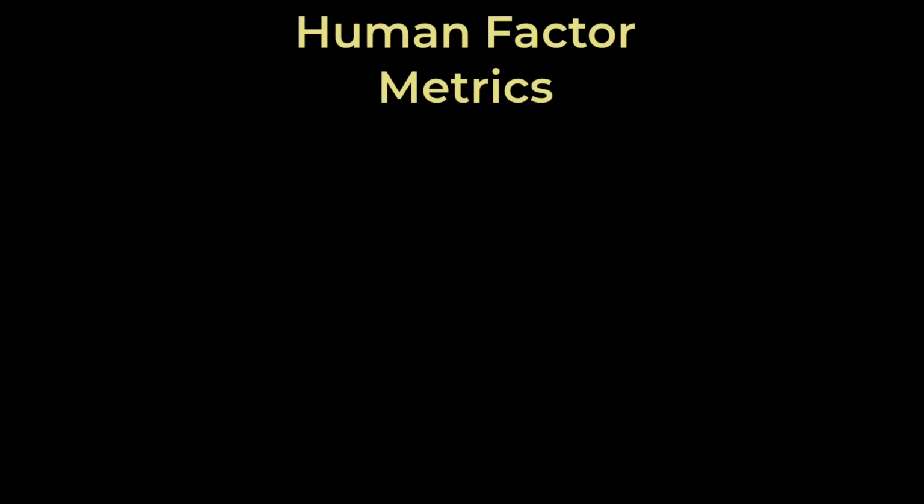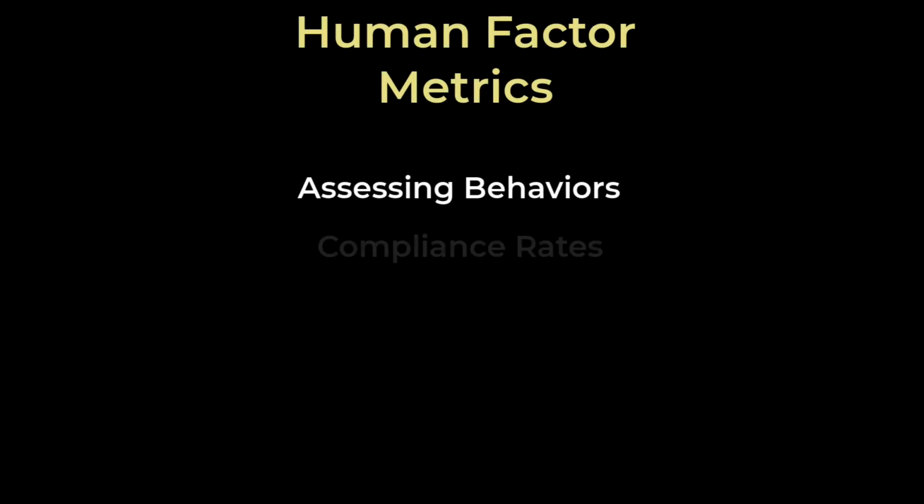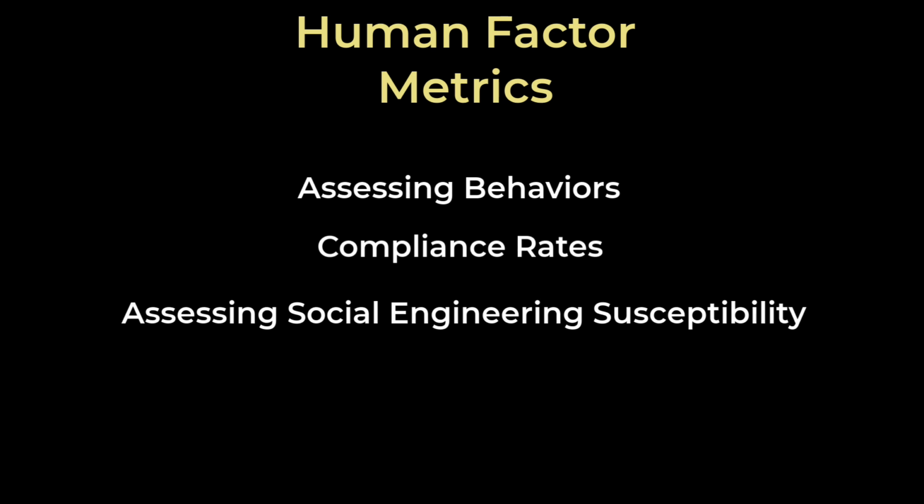Quantifying human-related risks involves assessing behaviors, compliance rates, and susceptibility to social engineering. Metrics such as phishing simulation click rates and password hygiene scores provide insights into the effectiveness of security awareness programs and highlight areas needing improvement.